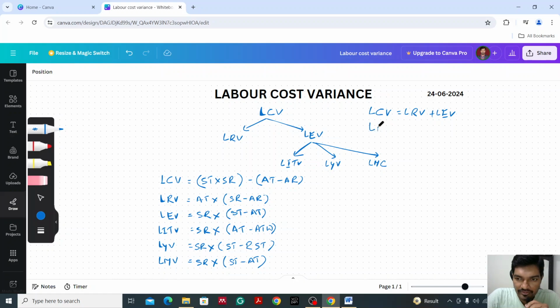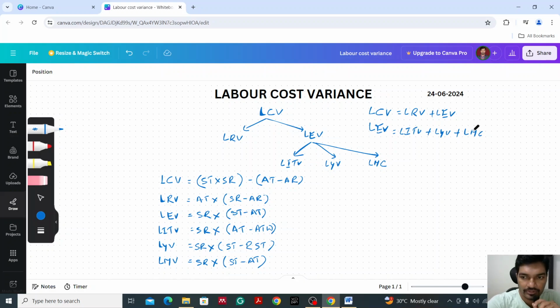Then labor efficiency variance is further classified into labor idle time variance, labor yield variance and labor mix variance. So again we can prove this: labor efficiency variance is equal to labor idle time variance plus labor yield variance plus labor mix variance.